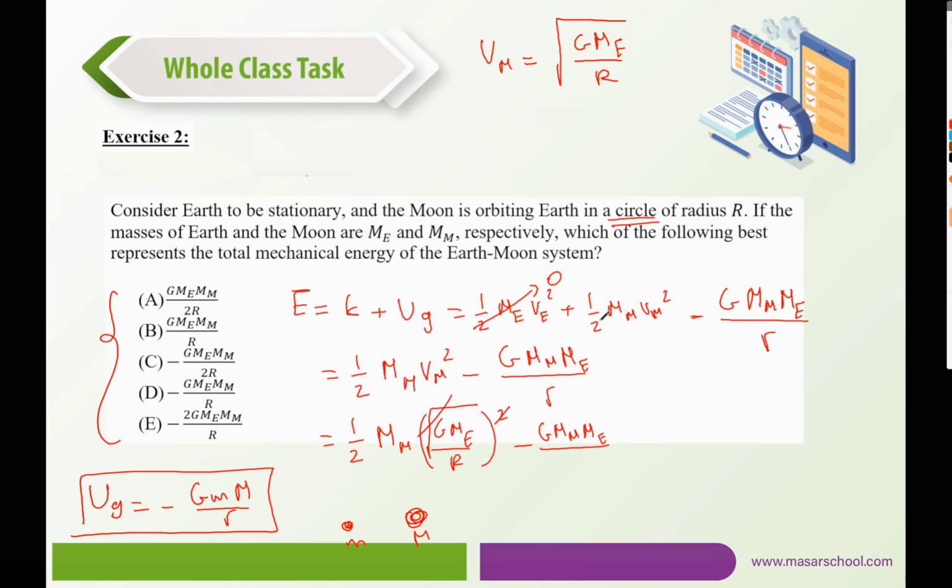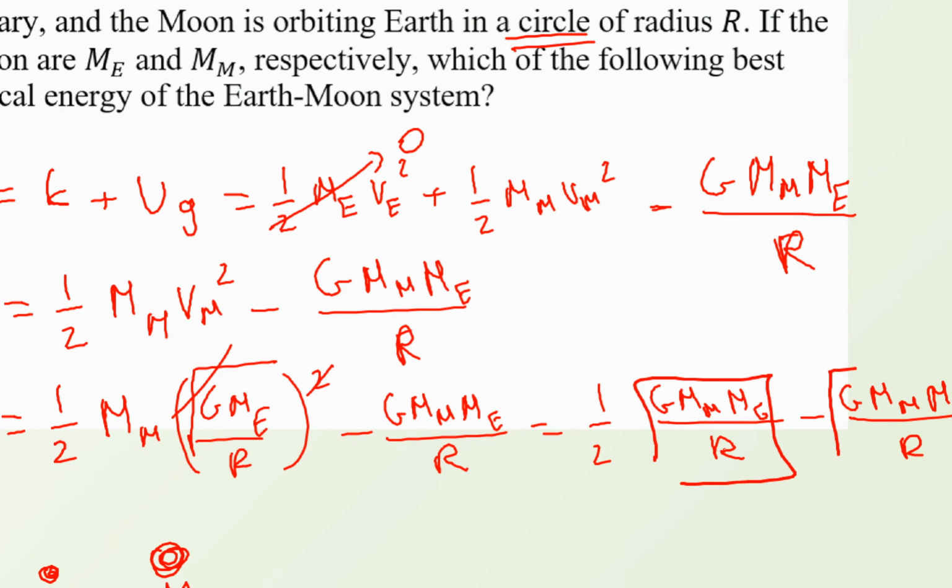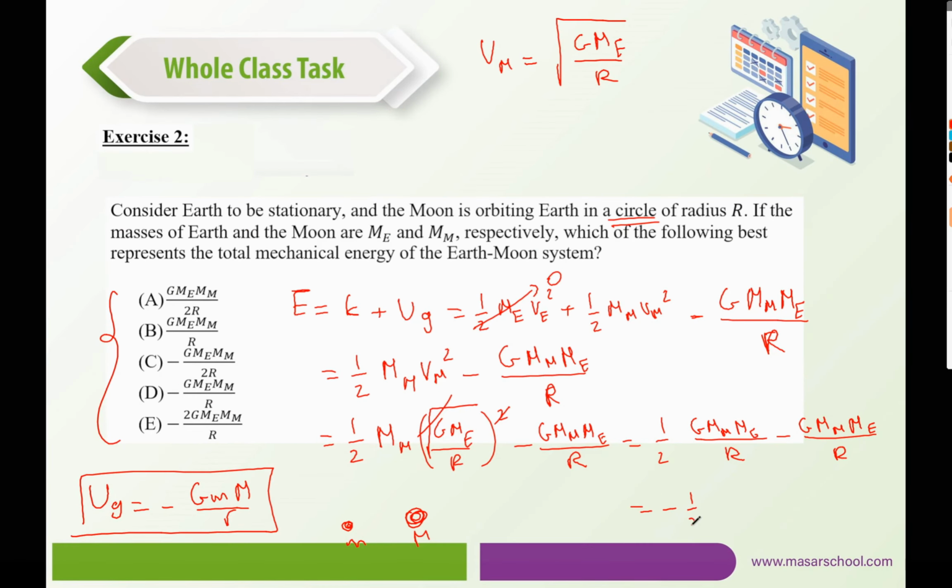So let me use capital R everywhere. That would be half G me mm over capital R minus G me mm over capital R. Now we can factor out these terms and we're left with half minus 1, which is minus half. So that would be minus half G me mm over capital R, making C the correct answer.